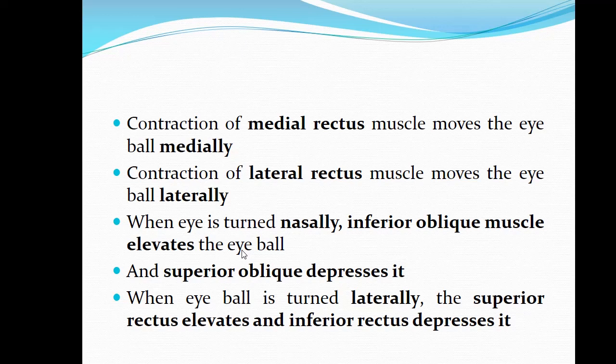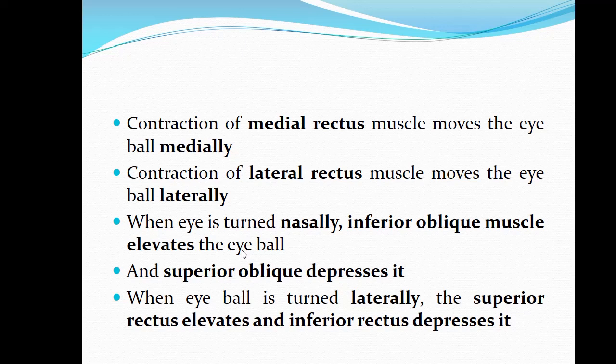Again, I am repeating that in nasal position, the inferior oblique muscle causes elevation of the eyeball. Elevation means upward movement of the eyeball. And the superior oblique muscle will cause depression of the eyeball, meaning downward movement of the eyeball.